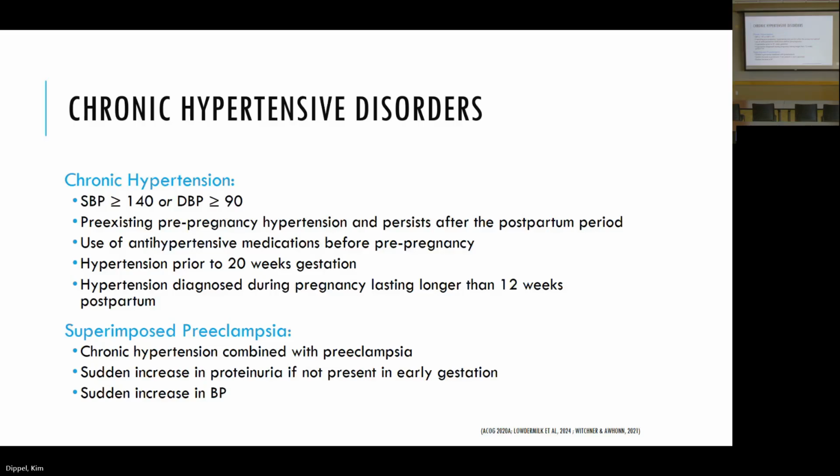Superimposed preeclampsia is chronic hypertension, and then you have preeclampsia layered on that. It is a sudden increase in proteinuria that wasn't present in early gestation, or other signs and symptoms of preeclampsia, such as thrombocytopenia, headache, blurry vision, epigastric pain, or a sudden severe increase in blood pressure.